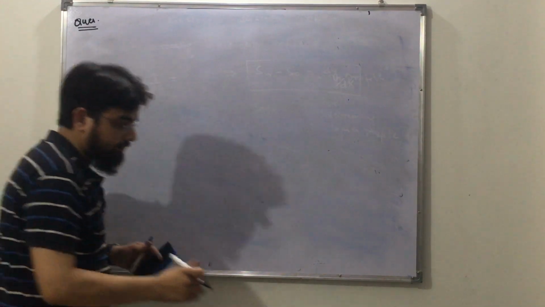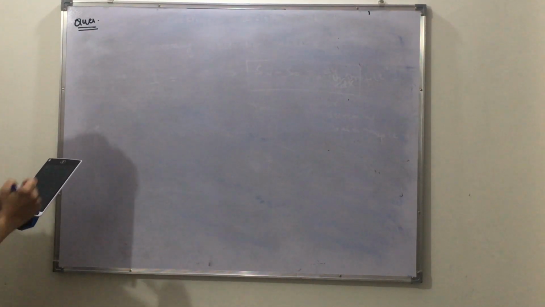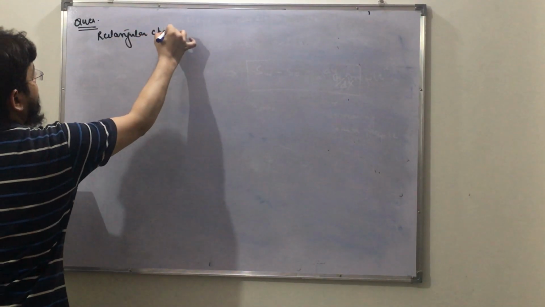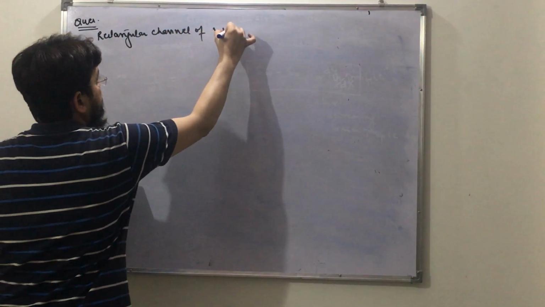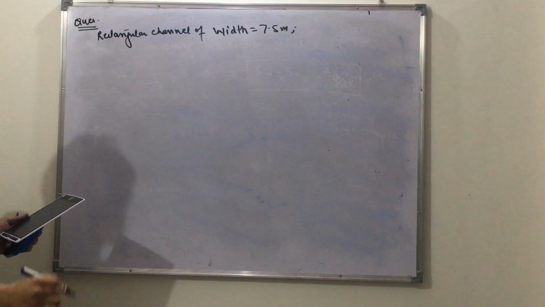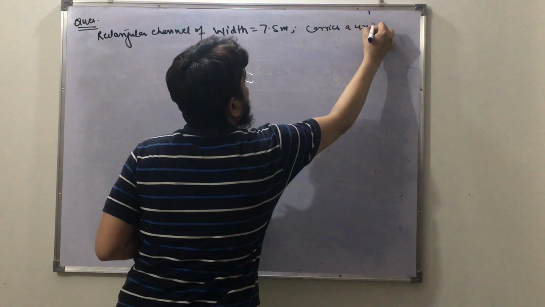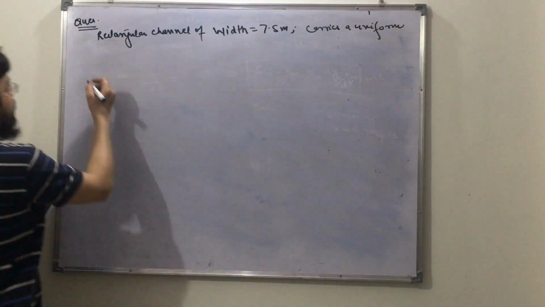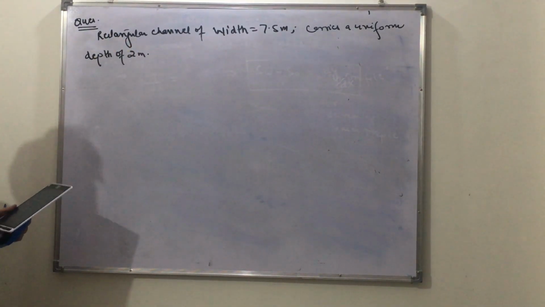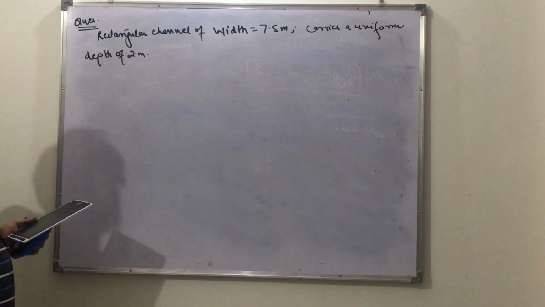Let us take the question. The question says that a rectangular channel of width 7.5 meter carries a uniform depth of 2 meter.